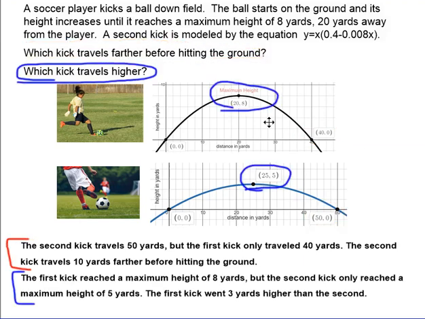And then the second question, which kick travels higher? We're looking at our maximum height for each one. The first kick reached a maximum height of 8 yards, but the second kick only reached a maximum height of 5 yards. The first kick went 3 yards higher than the second.